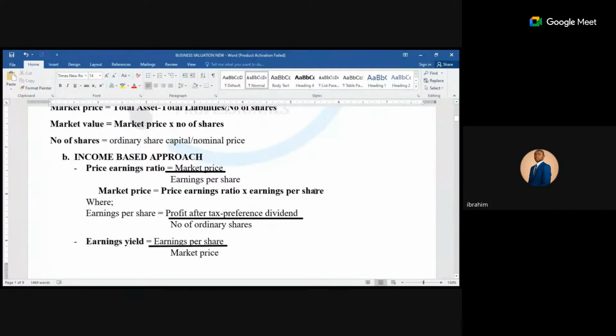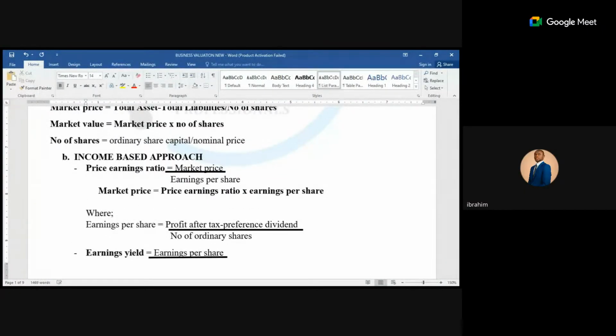Class, the market price here is the value of the business. Don't forget that this is market price per share. You can calculate the value by multiplying the market price times the number of shares.